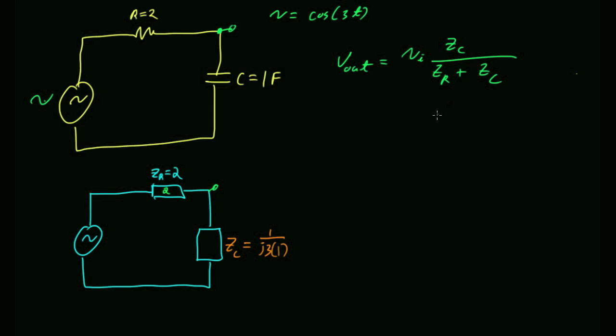What is the phasor of my input? 1 angle 0. Right, so that's just 1. Okay, now I'm going to sub in values that I know. ZC is 1 over 3j. Right, that's this number. Over 2 plus 1 over 3j. That, my friends, is a complex number. We just have to simplify it.